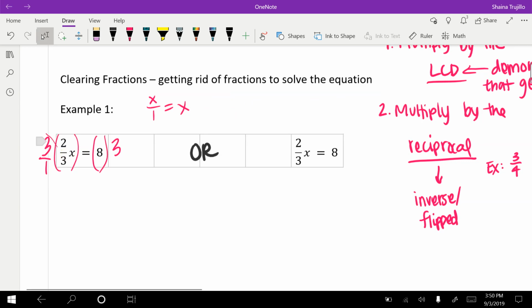I am going to cross multiply, and those 3's cancel out. So I am left with 2x/1. Oh, but since I know that anything over 1 equals itself, I know that's really just the same as 2x. Okay? And 8 times 3 is 24. Now I want to try to get x all by itself, so I'm going to divide by 2 on each side. So I'm left with x equals 12.